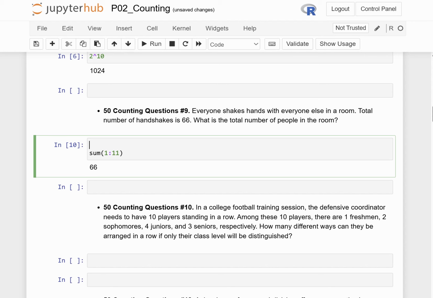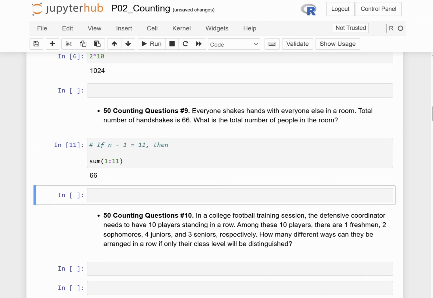So this is if n minus 1 equals 11, then we have 66, right? Therefore, right, n equals 12. There are 12 people in the room. The first person shakes 11 hands, and the second person shakes 10, and the third person shakes 9. And so we go 11 plus 10 plus 9 all the way down to plus 2 plus 1. And that's the correct answer.